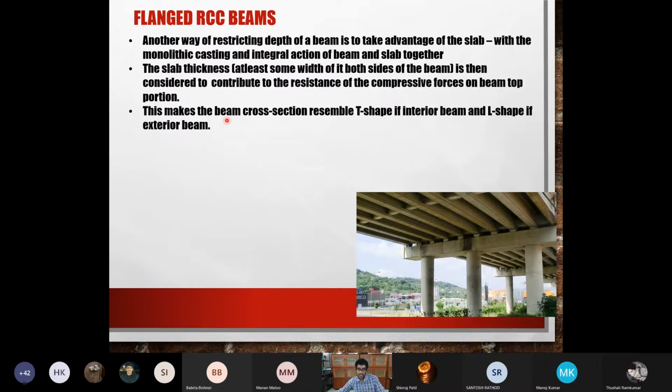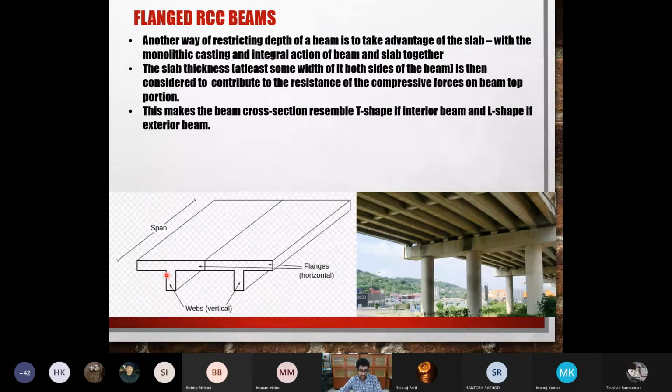So basically what it says is the resistance of the beam is composed of the rectangular portion of the beam plus some part of the slab which is above it. Together you consider both of them and say this is the moment that this flanged beam can resist. So this makes the beam resemble a T shape if it's one of the interior beams, or if it's one of the exterior beams, then it will resemble an inverted L shape.